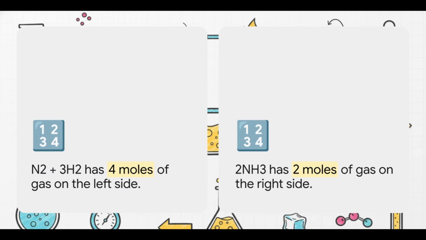On the left side of our equation, we've got 1 mole of nitrogen gas and 3 moles of hydrogen gas. That gives us a grand total of 4 moles of gas. Over on the right side, we produce 2 moles of ammonia gas. So 4 moles on the left, 2 moles on the right. If we crank up the pressure on the system, it has to shift to the right, toward the ammonia. Why? Because 2 moles take up way less space than 4. It's just nature's way of relieving the squeeze.